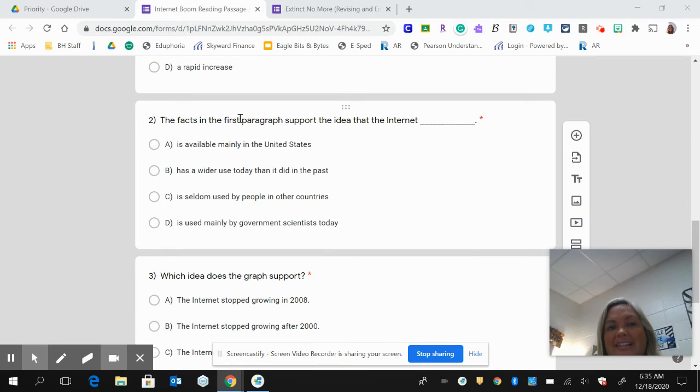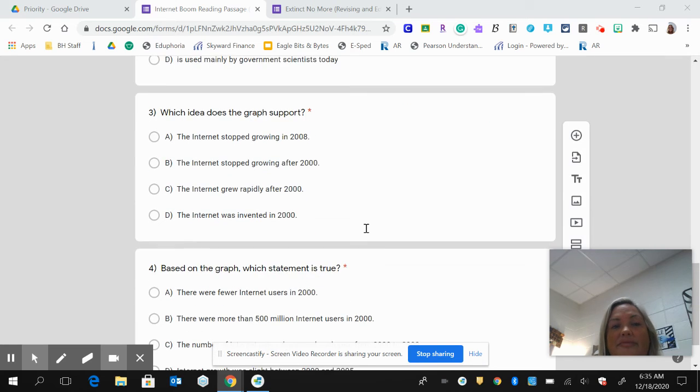Number 2, the facts in the first paragraph support the idea that the internet: A, is available mainly in the United States; B, has a wider use today than it did in the past; C, is seldom used by people in other countries; D, is used mainly by government scientists today.